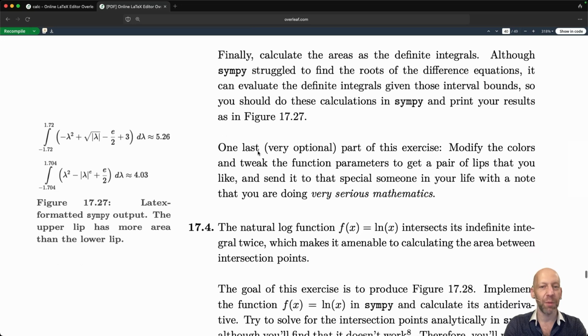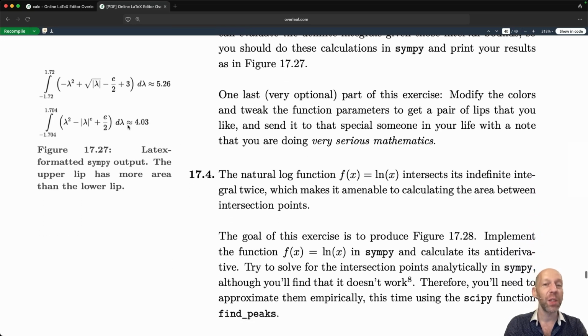Let me see if there's another figure. Yeah, the final part of this exercise is just to print out the results here. So here I have the definite integral from, these are the intersection points. These are the two functions. And this one was approximately, this is the upper lip. This is approximately 5.26 squared units. And the lower lip was around 4.03 squared units.